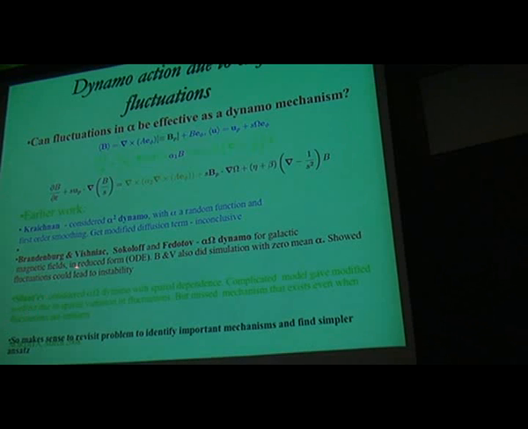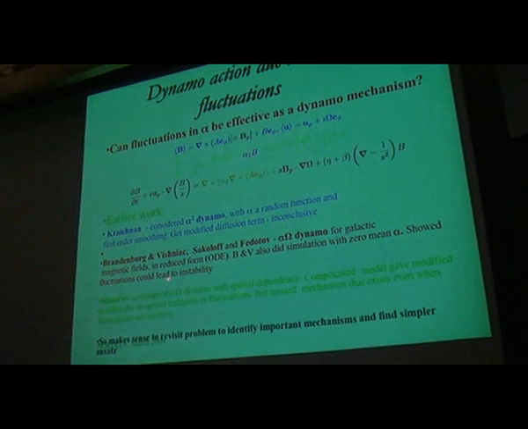Brandenburg and Vishniak and Sokolov and Fedotov, there are three different works here, looked at alpha-omega dynamos for galactic fields, but in a reduced form, principally. So looking at these equations, but reduced essentially to a set of ODEs with fluctuating coefficients. And they showed that the fluctuations could indeed lead to growth on the average. And Brandenburg and Vishniak also did a simulation with a zero mean alpha and showed that you could have a growth of the averaged field of what they would call an incoherent dynamo. So that was very encouraging. It was just the one simulation in that paper.